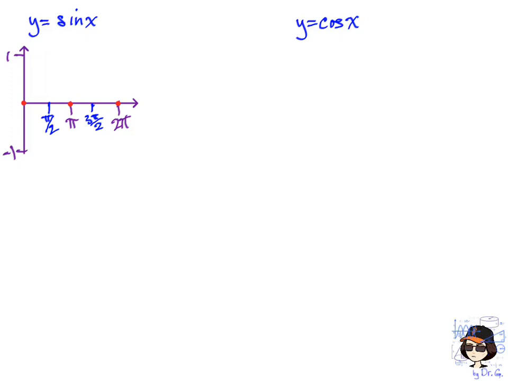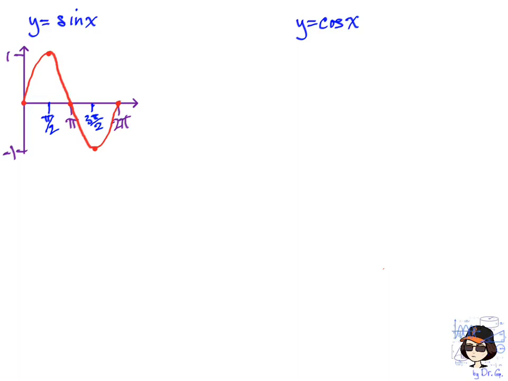Now, what does it do in between the other two key points, pi over 2 and 3 pi over 2? Well, that's where the graph hits its highest and lowest points. How do we know when it hits the highest one and when it hits the lowest one? Well, remember, as x increases from 0 to pi over 2, sine is increasing from 0 to 1. The sine of pi over 2 is 1. So you hit your highest point at pi over 2 and your lowest point at 3 pi over 2, and you can connect the dots.